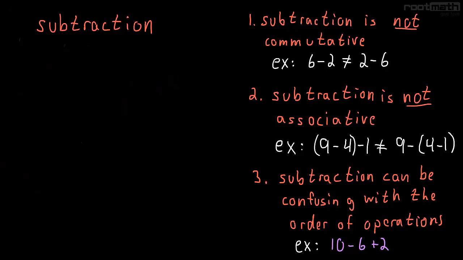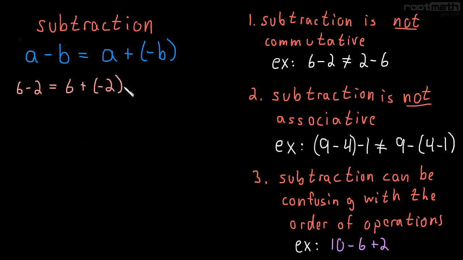But all is not lost. There's something we can do. We can actually turn subtraction into addition, because a minus b is an abbreviation for a plus negative b. So let's look at our first example. How would that work? Well, 6 minus 2 is equal to 6 plus negative 2. And now since we're doing addition, we know this is commutative. So we can change the order. So now we have negative 2 plus 6. Notice in this example, the negative sign stays with the 2. In our original example, the negative sign went to the 6. That was the problem. The negative sign was on the wrong number.